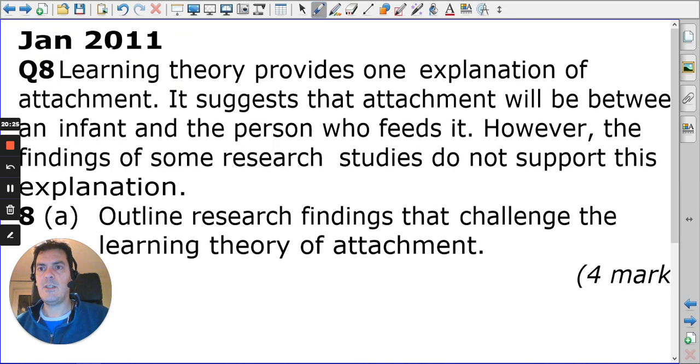Just to finish this off, there is a question that says here, outline research findings that challenge the learning theory. That's just literally my evaluation points. And that's it.